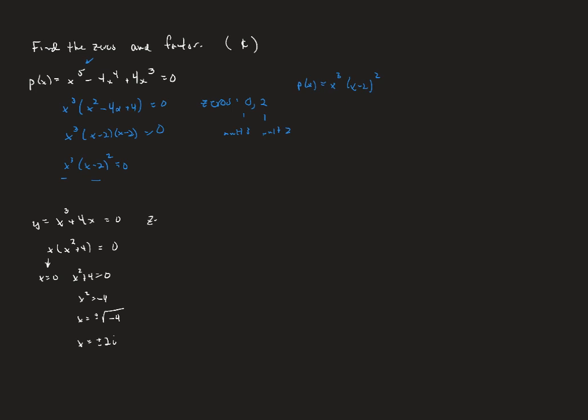So our zeros for this third degree polynomial, there should be 3 of them, and there are: 0, 2i, and negative 2i. The factorization for these is that y is going to equal x times x minus 2i times x plus 2i. Okay, let's do one more example of this where we're going for zeros and factors.